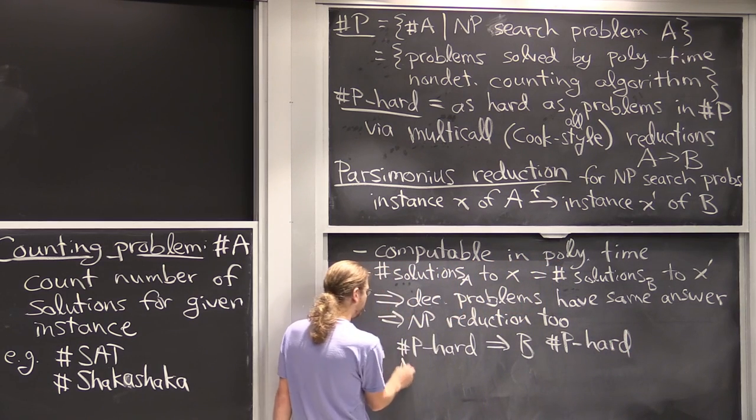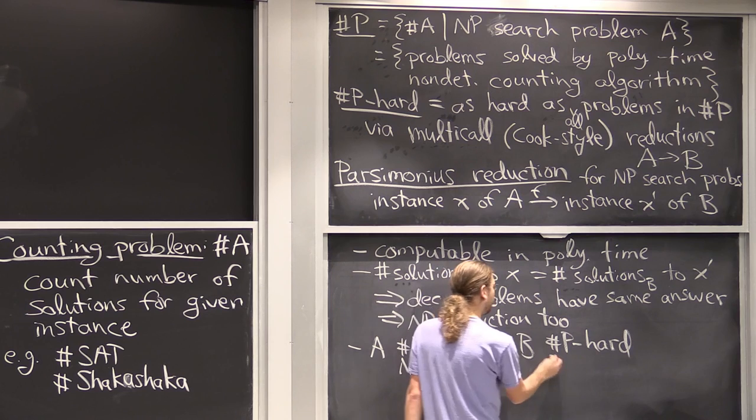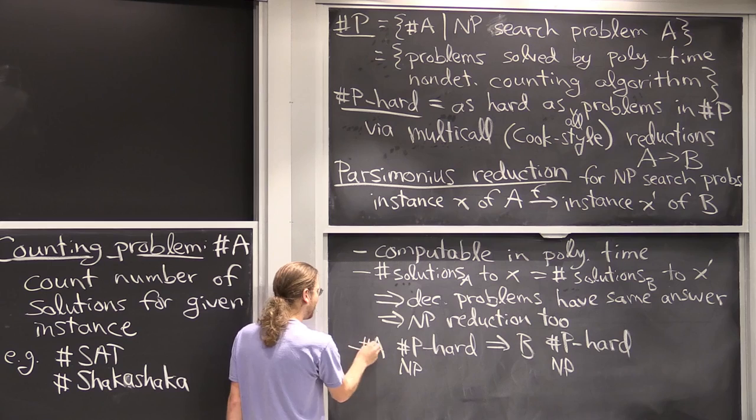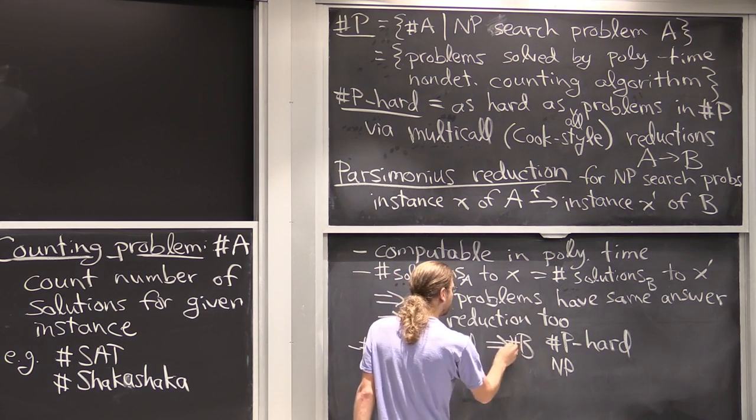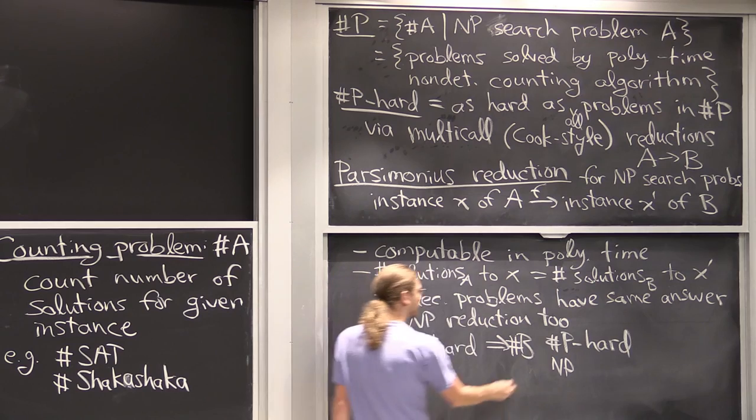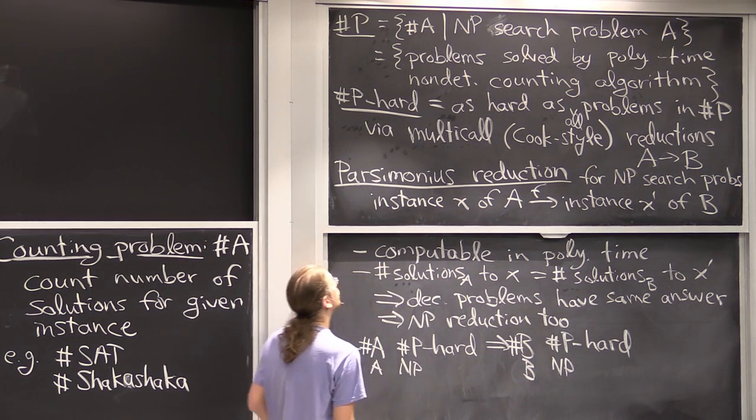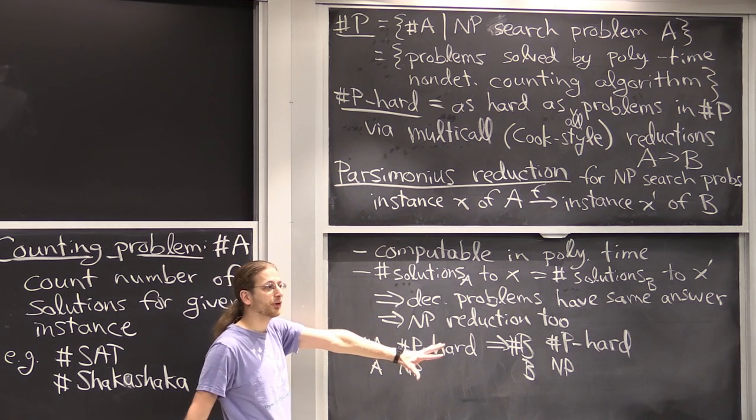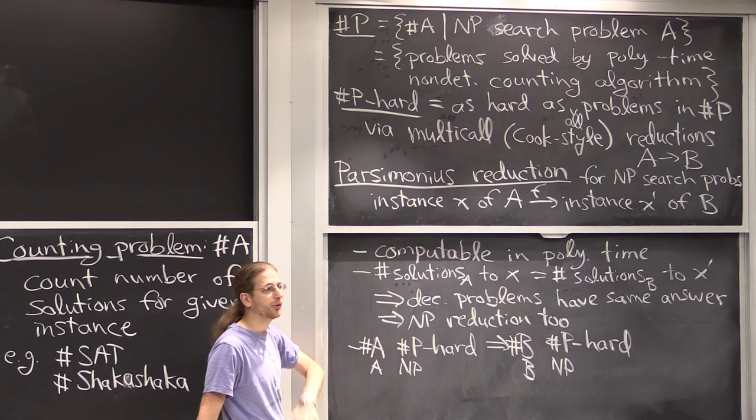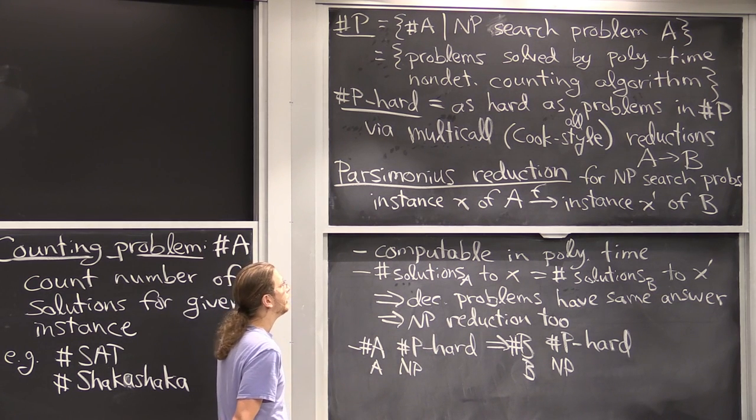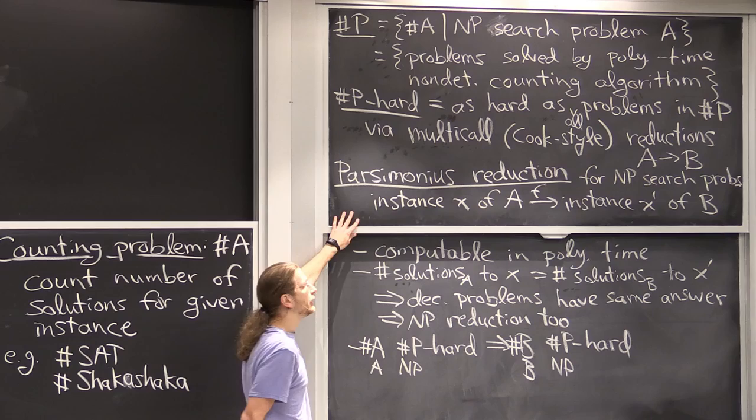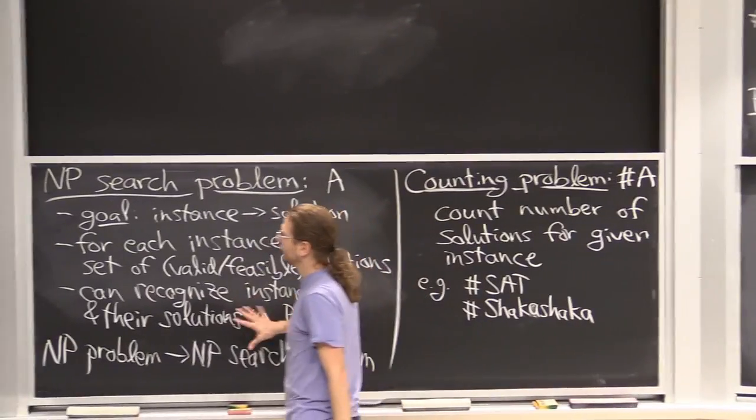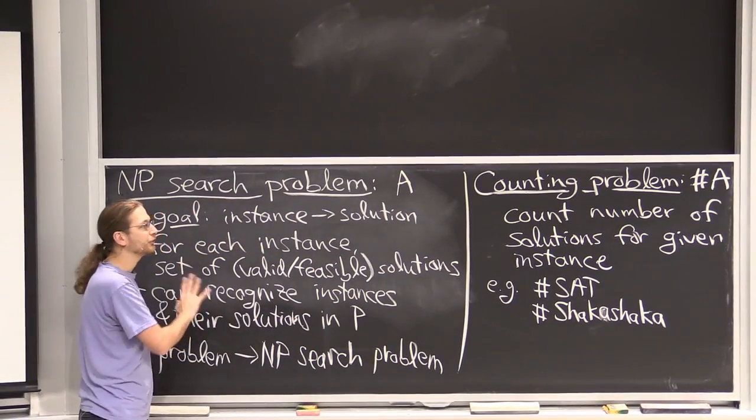But also, this holds for NP, for the decision versions of A and B, and for #A and #B. Okay, this is a subtle distinction. For #P hardness, we're talking about the counting problems, and we're talking about making calls to other counting solutions, and then doing things with those numbers, making many calls. With parsimonious reduction, we're thinking about the non-counting version, just the search problem. And so we're not worried about counting solutions directly.